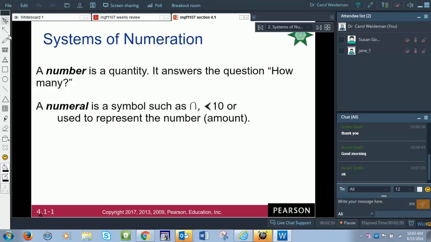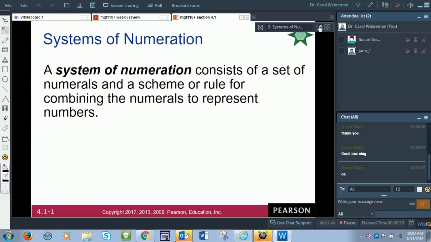So in different numeration systems, let me get my little pointer here. This is a symbol or a numeral. This is in another numeration system. This is in our numeration system. But symbols are numerals that we use to represent the numbers. And that's what we're going to learn about in this section, 4 different types of numeration.